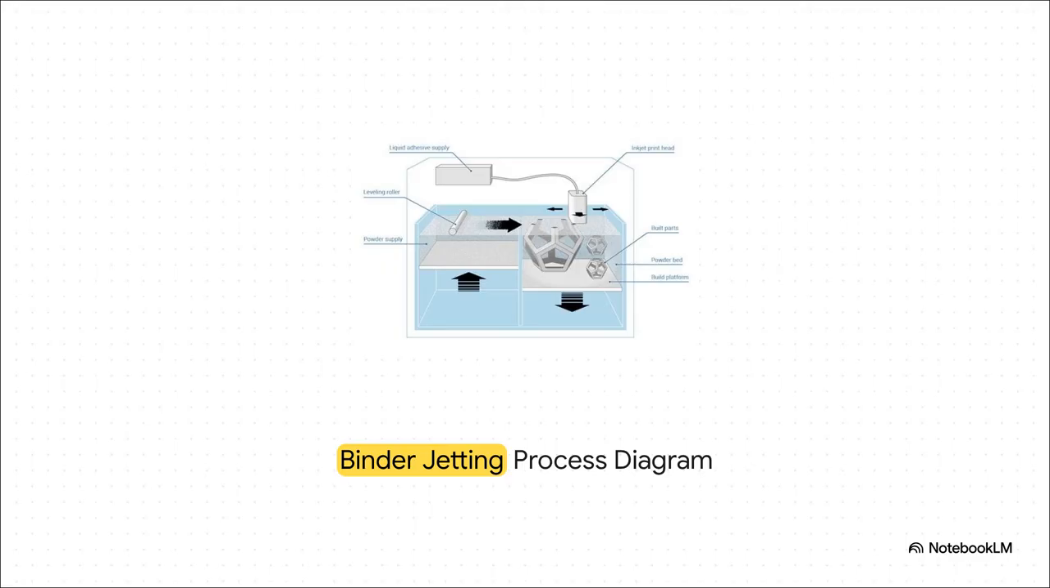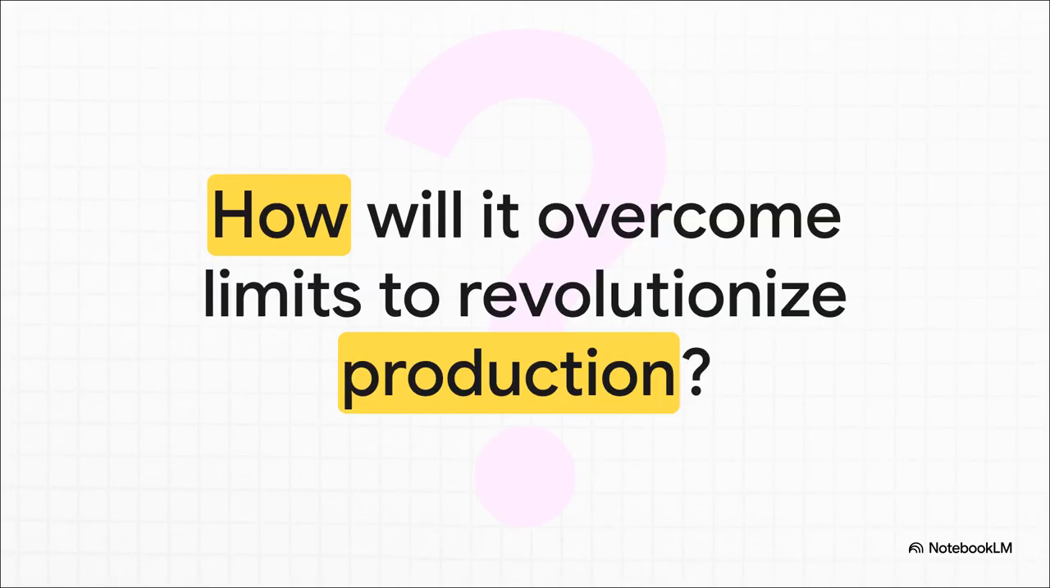So imagine a powder supply pushing material over, a roller leveling it out, and that inkjet head flying back and forth. As the platform slowly drops, your part is essentially being glued together layer by layer, buried inside that surrounding powder bed. And since there's no intense heat or crazy lasers during the printing phase, you completely avoid nightmares like thermal warping. Though, to be fair, these parts usually need some extra curing or infiltration later on to get their full mechanical strength. And that brings us to the end of our explainer.